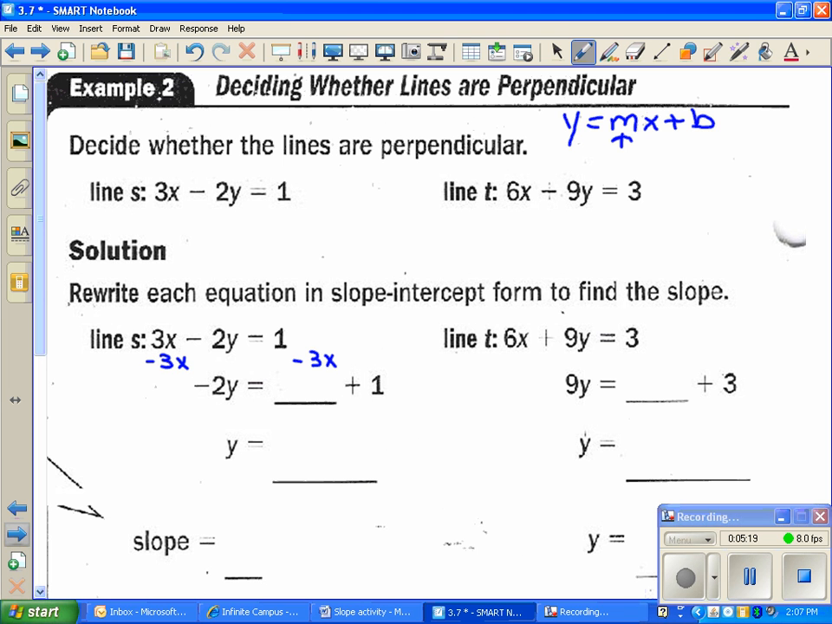So it leaves me with negative 2y equals negative 3x plus that 1. And then I have to divide everything by negative 2. And I get a negative divided by a negative makes a positive, and a positive divided by a negative is a negative. Okay, and the reason that I divided every component on the right-hand side by negative 2 is because I wanted to see the slope. You could have divided the whole side by negative 2, but I broke it apart so that I could find the slope.